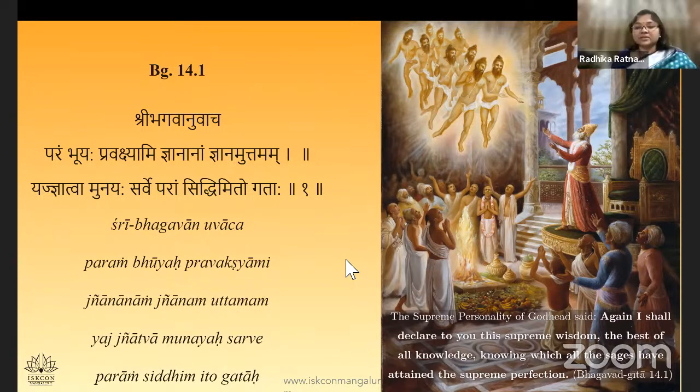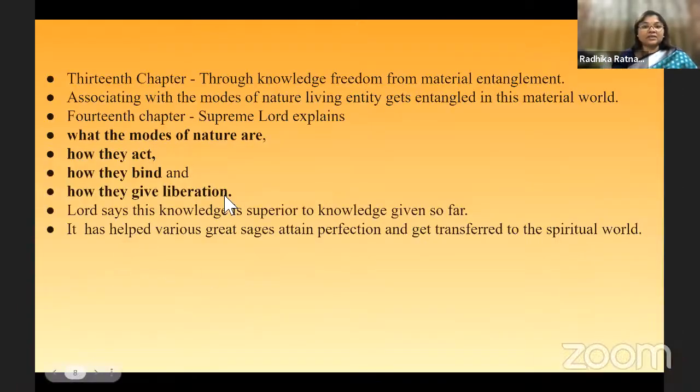So now again, the Lord wanted to give the ultimate knowledge, that is supreme wisdom, by which all the sages attained the ultimate salvation or perfection. What is that? We will see. In the 13th chapter, through knowledge, freedom from the material entanglement associated with the modes of nature, the living entity gets entangled in this material world. In this 14th chapter, the Supreme Lord explains what the modes of nature are, how they act, how they bind and how they give liberation.